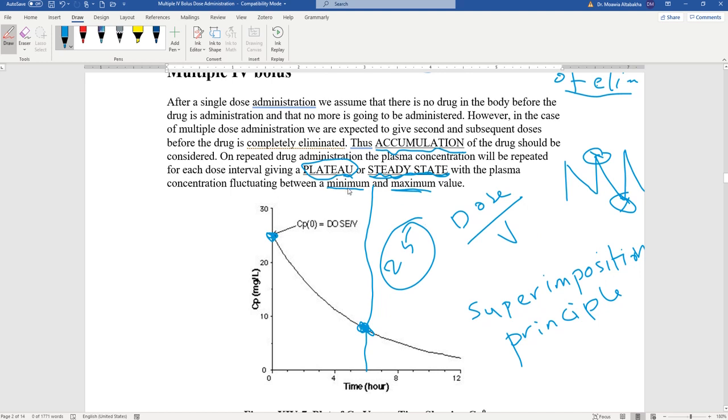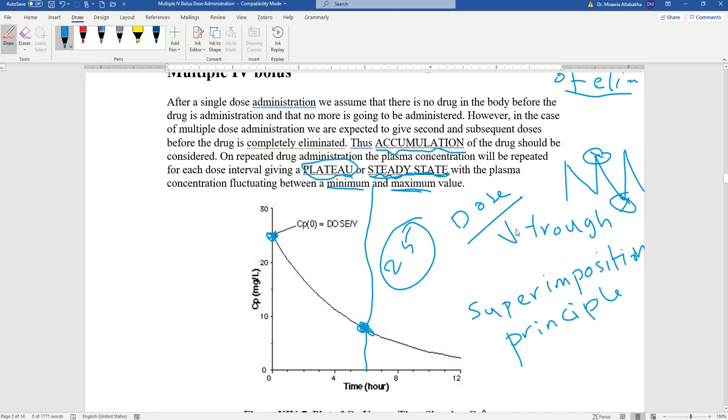Another thing I want to tell you is that the minimum concentration that we are talking about here is also referred to as trough. Pay attention, this is very important. Trough concentration. So we call it CP minimum or trough concentration. Trough means the bottom, the lowest. It's the smallest concentration in steady state. Okay.